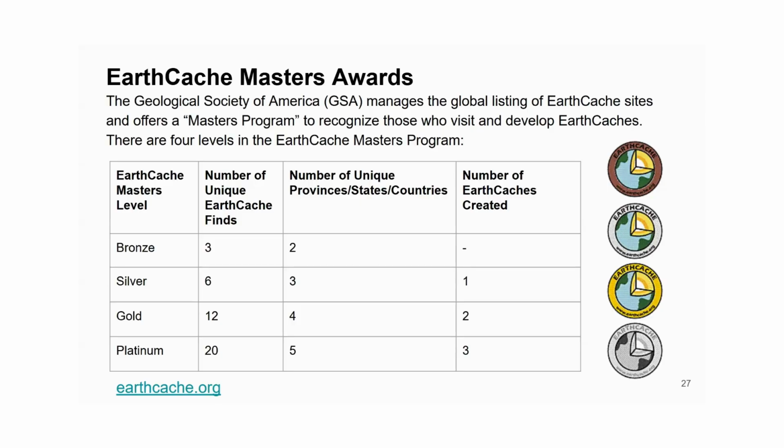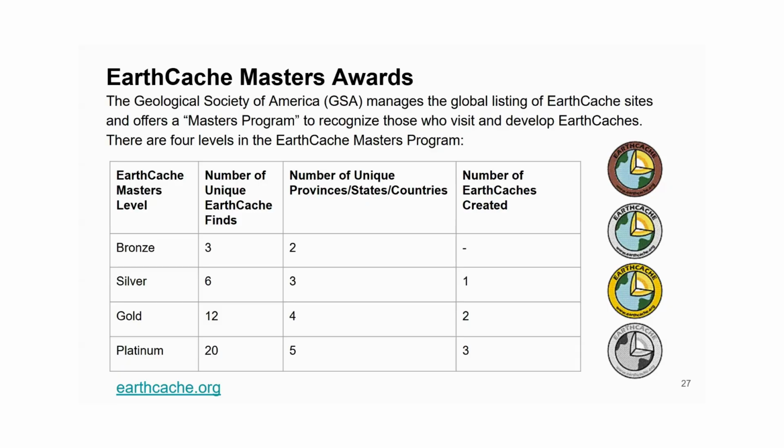So I'm at platinum. I have 191 finds, so more than enough for unique EarthCache finds, 15 different regions. That's every province and territory except for Nunavut, Northwest Territories, and Newfoundland. And I have some in a couple of other countries as well. So that covers the 5, and I've created 11, so that goes over 3.